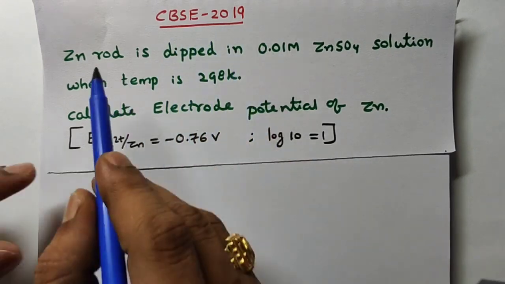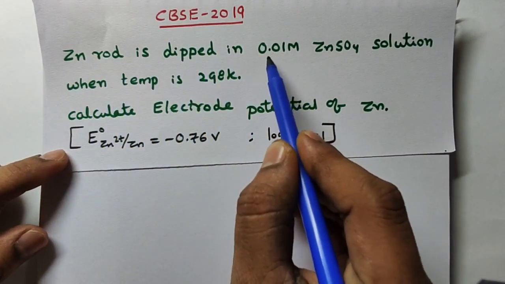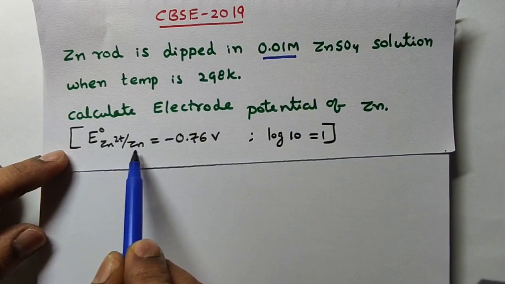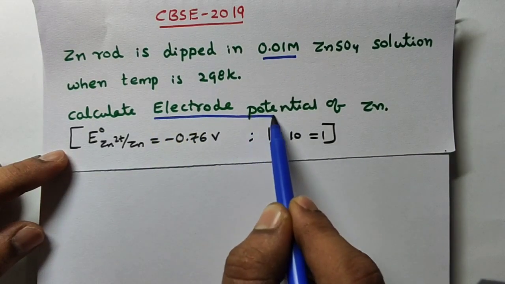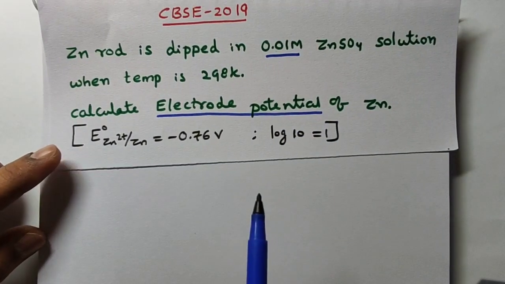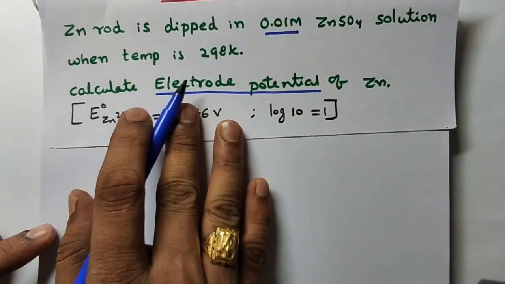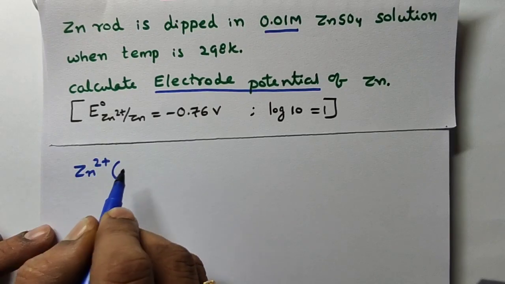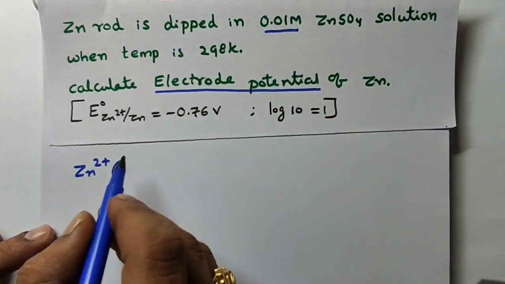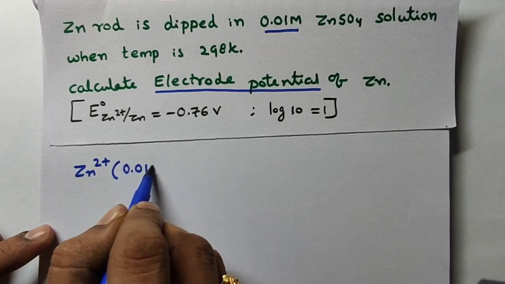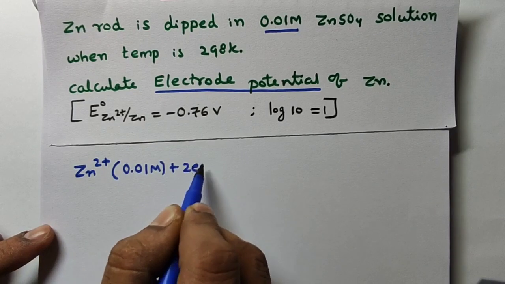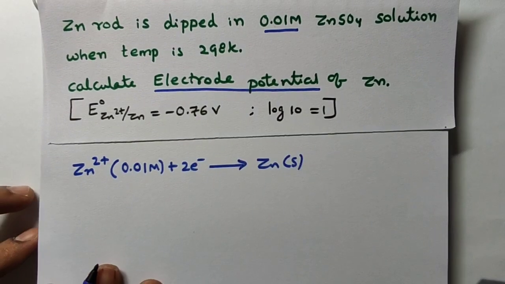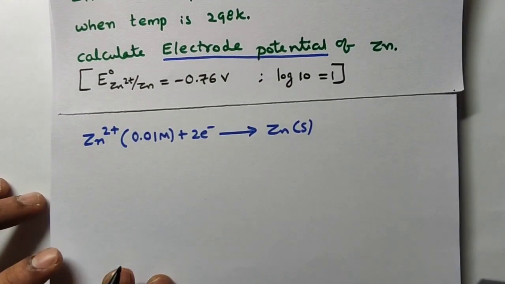CBSE 2019. Here a zinc rod is placed in 0.01 molar zinc sulfate solution. The standard electrode potential is given, and we have to find the electrode potential of zinc. First let us write the cell reaction: Zn2+, with concentration 0.01 molar, gains 2 electrons and converts into solid zinc. Now write the Nernst equation for this.